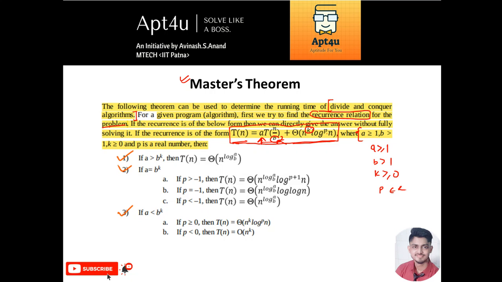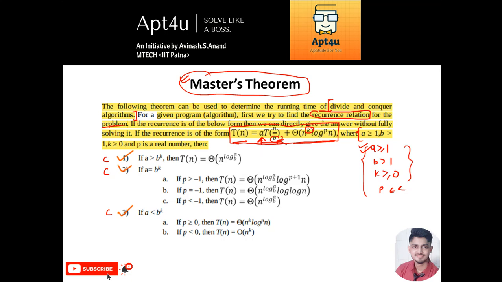So if that specific recurrence relation has these values of a, b, k and p as per these conditions, and the recurrence relation is of the form T(n) equal to a T(n/b) plus theta of n^k log^p n, then we can definitely apply Master's theorem in order to find the time complexity of the given algorithm. There are three specific conditions to keep in mind: condition 1, condition 2, condition 3.